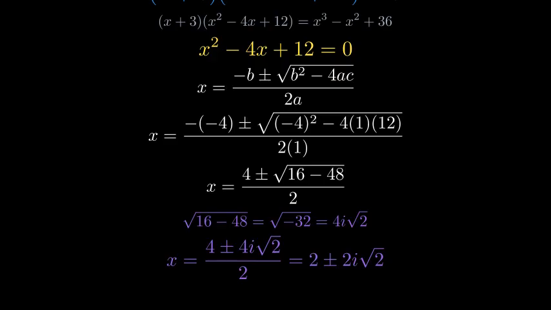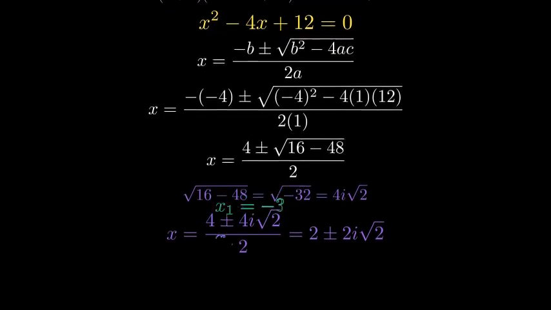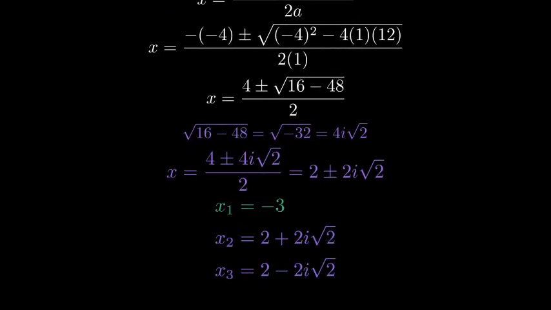So the full solution set is 3 values. One real root at x equals -3, and 2 complex conjugate roots at x equals 2 plus 2i square root 2, and x equals 2 minus 2i square root 2.